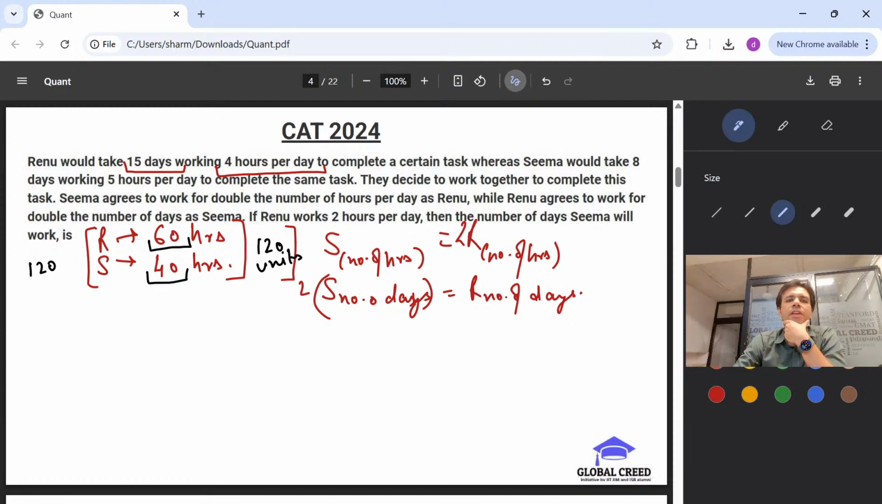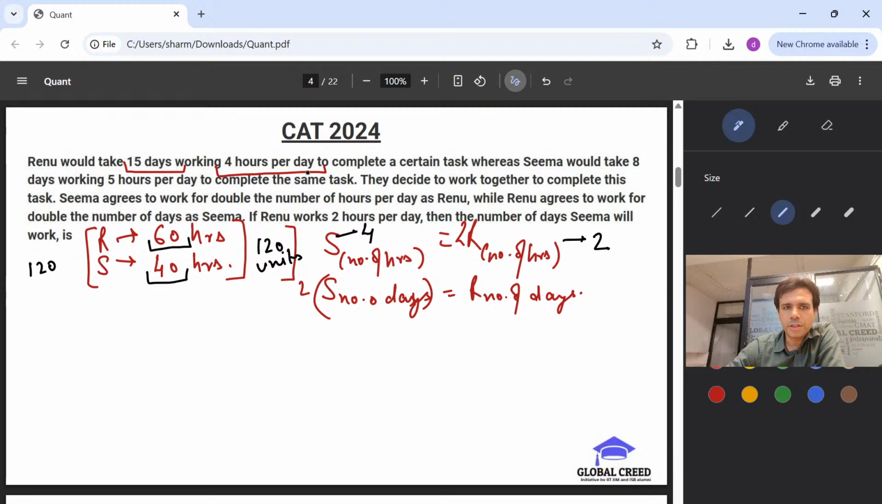Now what is happening is, if Renu works 2 hours per day, then the number of days Seema will work. Renu works 2 hours per day. अब Renu कितने hours work कर रही है? 2 hours work कर रही है. So if Renu के number of days is 2, hours is 2, Seema के number of hours are 4. एक चीज मैं चाह रहा हूं कि तुम ध्यान से देख लो.